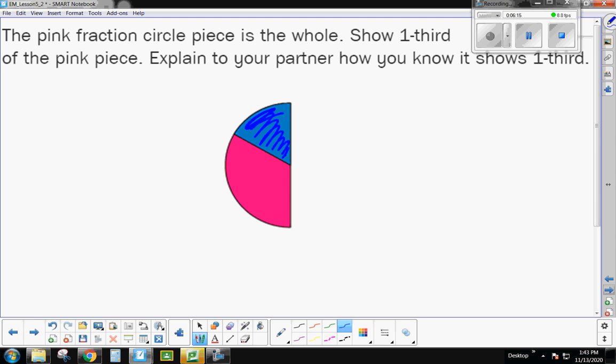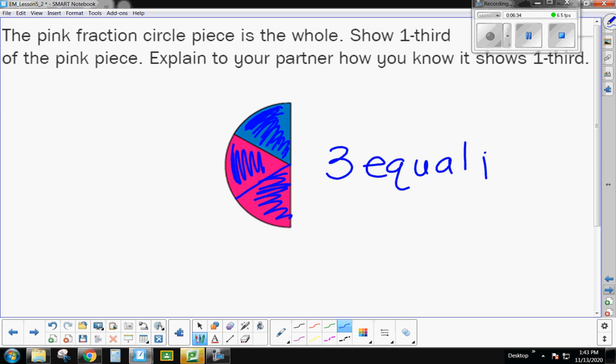All right, boys and girls, if I were to cut this pink fraction piece equally, then I would have another piece here and another piece here. And what do you notice about that? It took 3 equal pieces, right, to cover that whole.